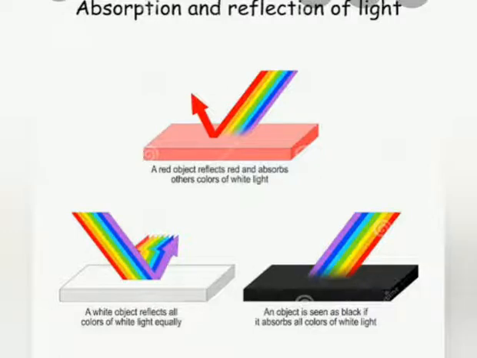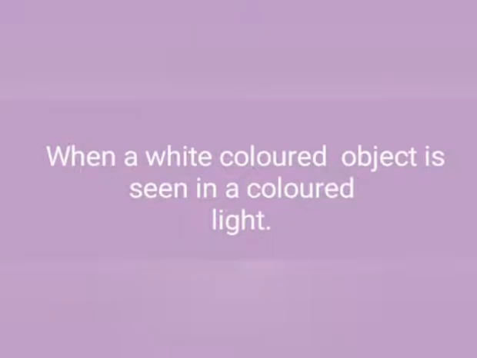Now the next subtopic is when colored light falls on the object. It can be understood by these topics. First one, when a white colored object is seen in a colored light. In this case, the object does not absorb any light and the light is reflected back. Therefore, a white object seen in a colored light appears to have the color of the colored light. For example, a white rose appears red in red light and blue in blue light.